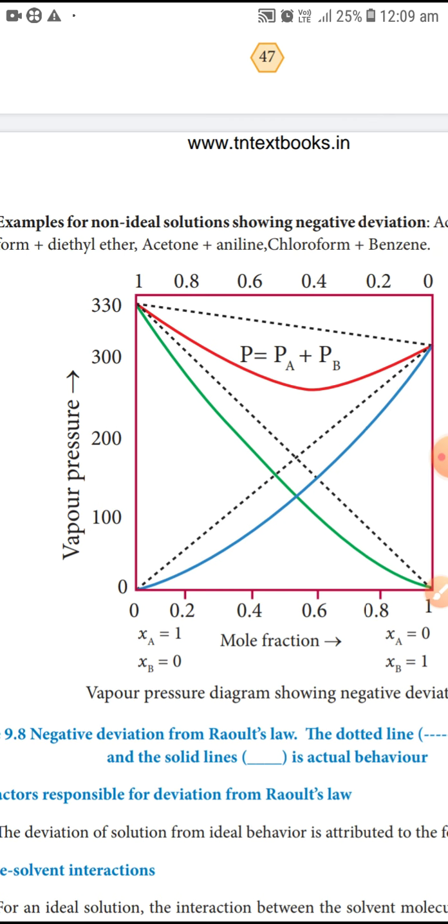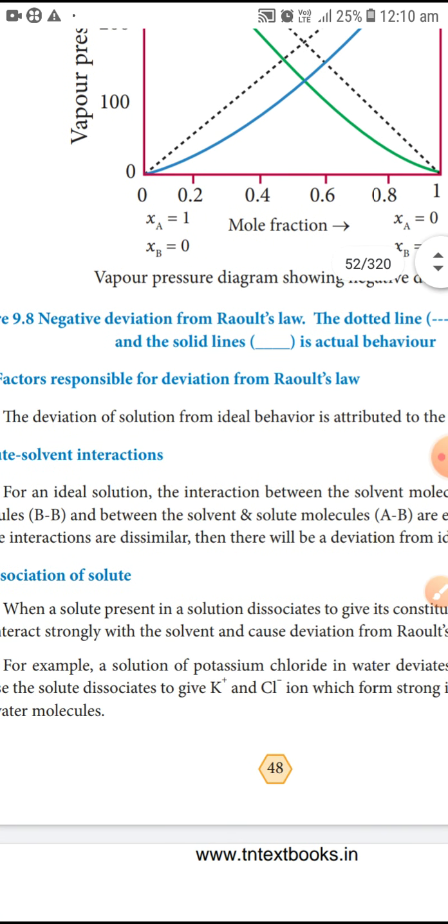For example, the solvent molecule is A and the solute molecule is B. The interaction between the solvent molecules A-A and the solute molecules B-B, and the interaction between the solvent and solute molecules A-B, are expected to be similar. If these interactions are dissimilar, then there will be deviation from ideal behavior.